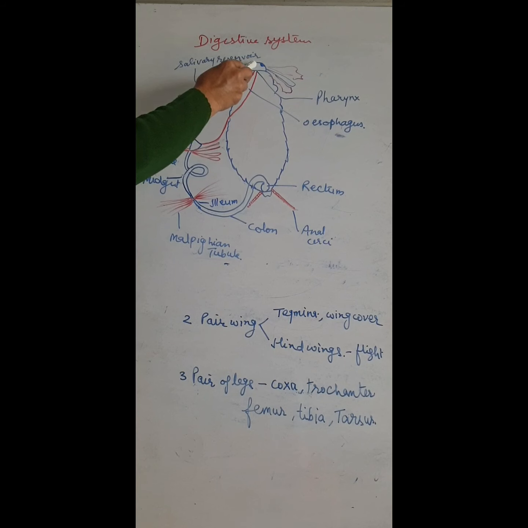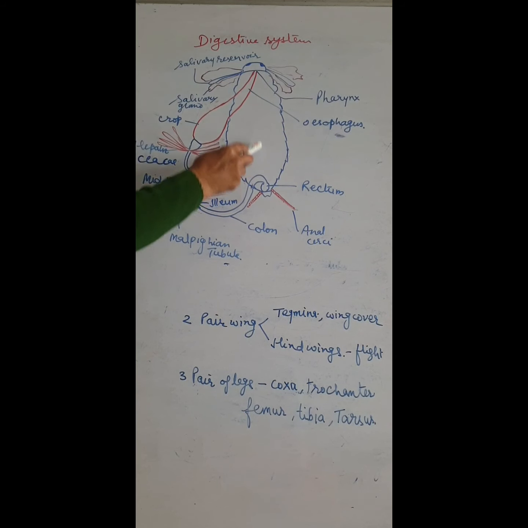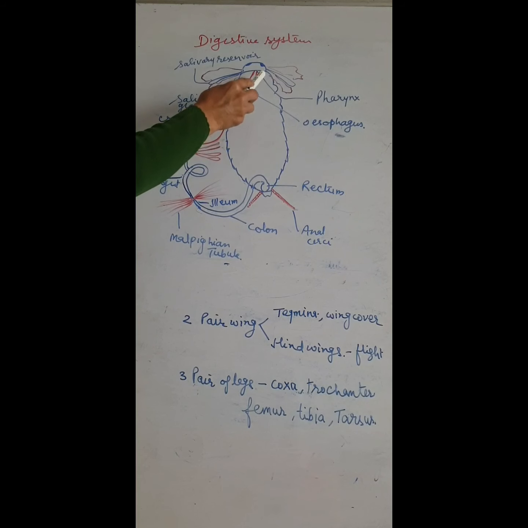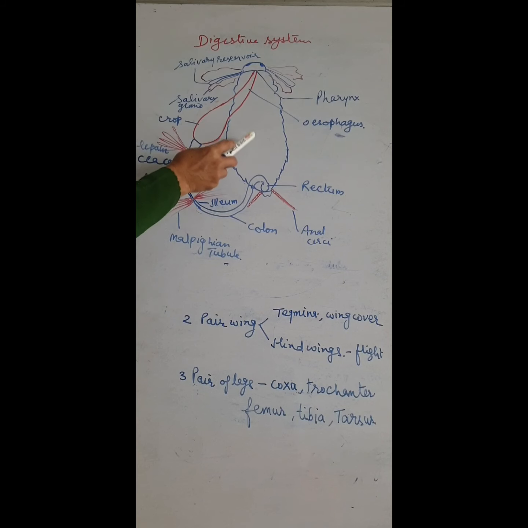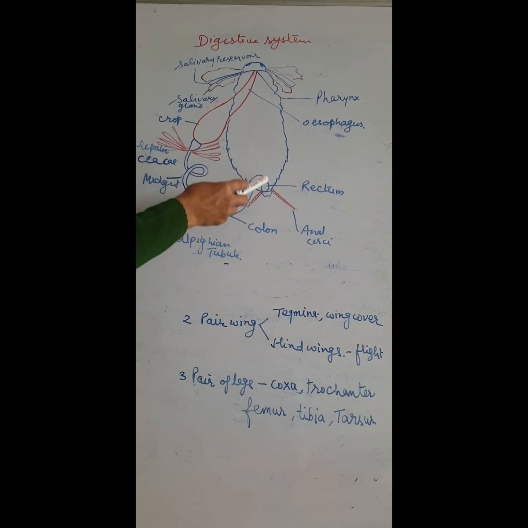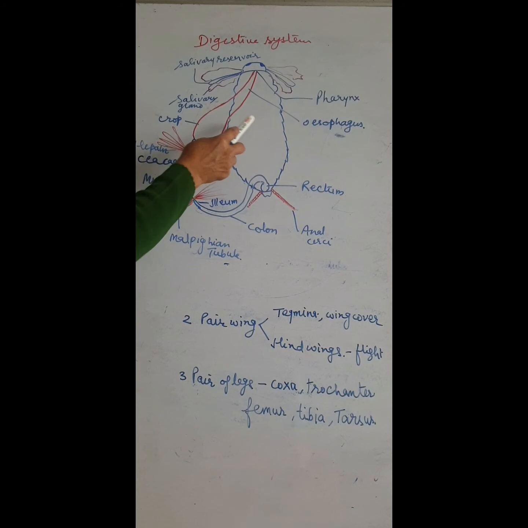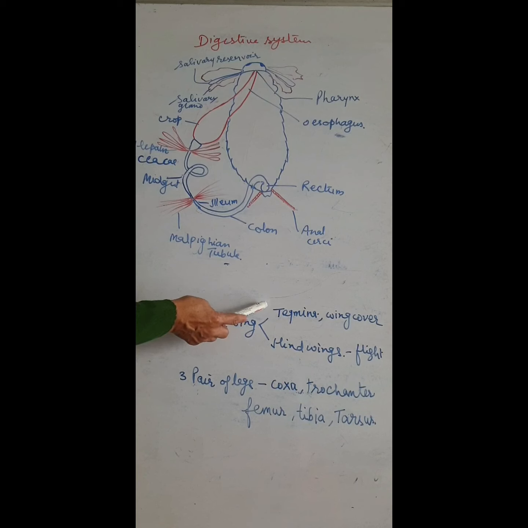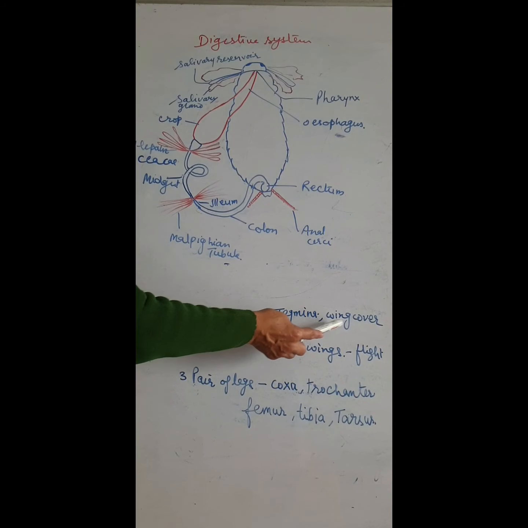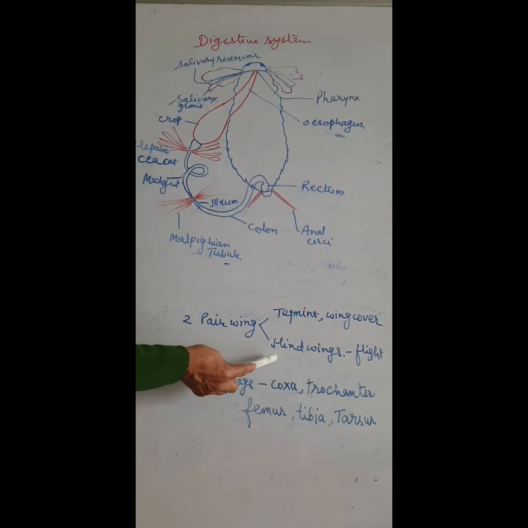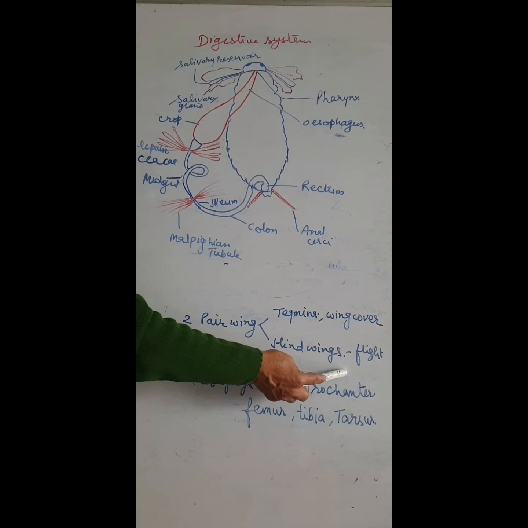The body is divided into head, thorax and abdomen. The thorax consists of three segments: prothorax, mesothorax and metathorax, and the abdomen is divided into 10 segments. The thorax bears two pairs of wings and three pairs of legs. The outer pair, the tegmina, acts as a wing cover. It is protective in nature, and the hind wings are used in flight.